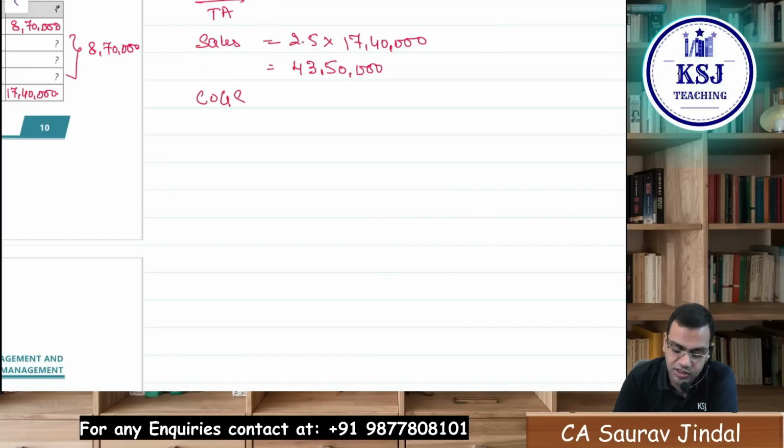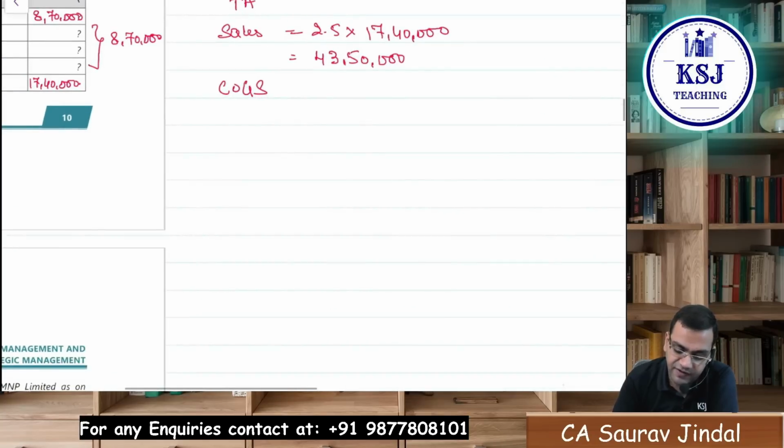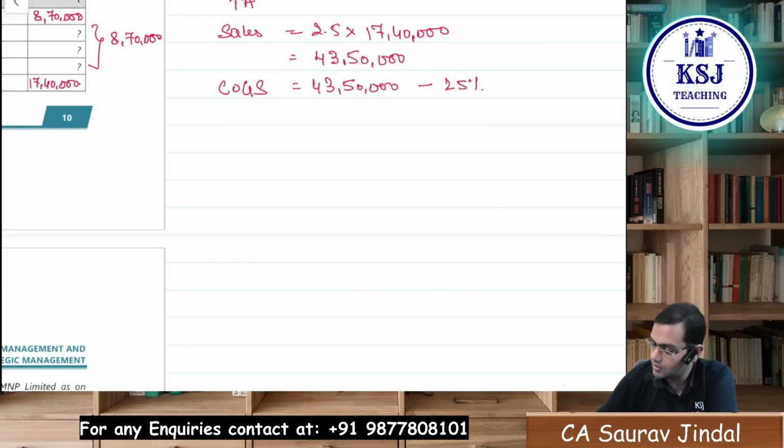Yes, sir. The gross profit rate is given as 25%. So COGS will be 43,50,000 minus 25% on that. My COGS will be 32,62,500. Clear? This will be your COGS.